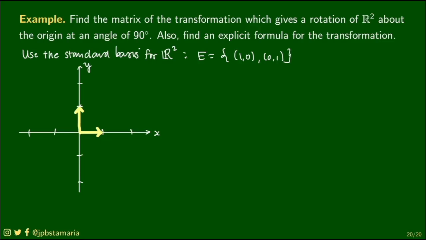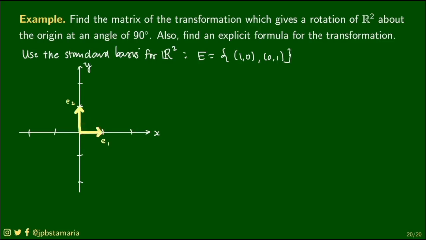E1, E2. So we would like to know to where would these basis vectors go if we apply a rotation about the origin at an angle of 90 degrees. So if I rotate the plane 90 degrees, counterclockwise of course, E1 will be moved somewhere else now, right?